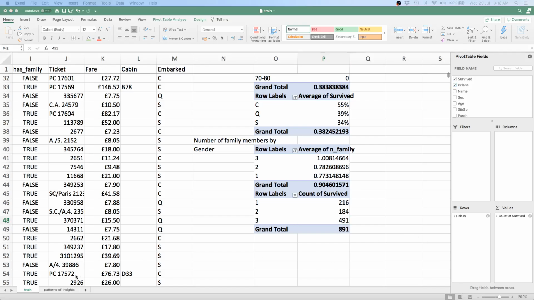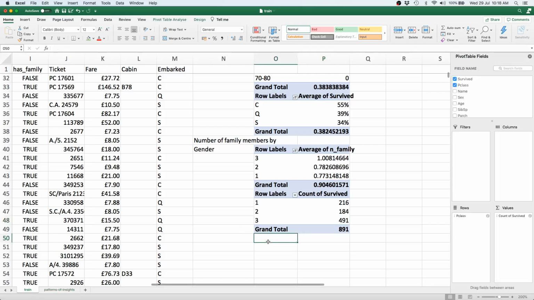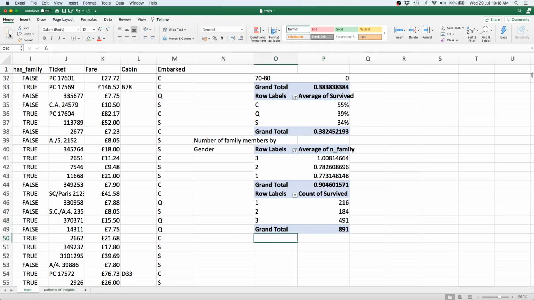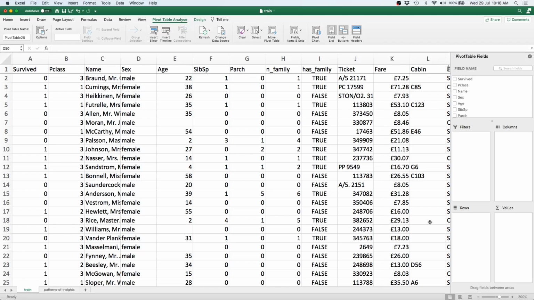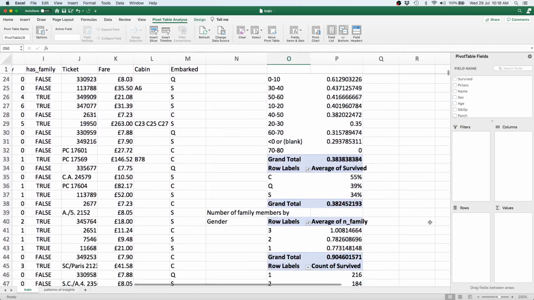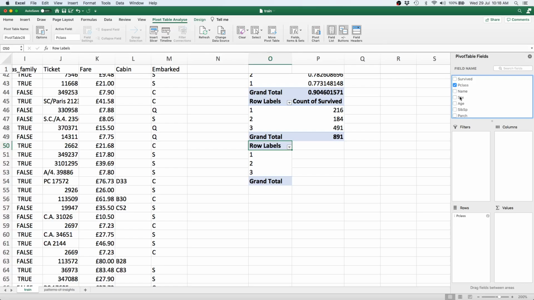Let's move over to the next question, which is, which passenger class had the highest or the lowest, men or women? So let's take a look. We can again insert a pivot table. And here also we need to do a count. So along the rows we want the passenger class, and along the values we want the sex fields.